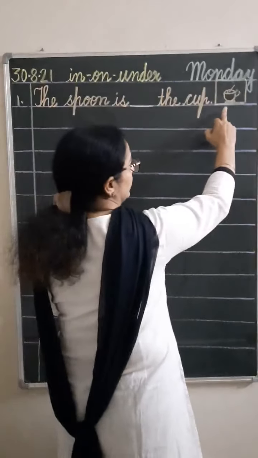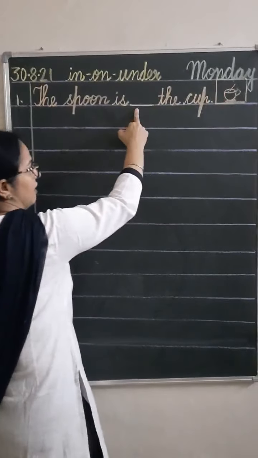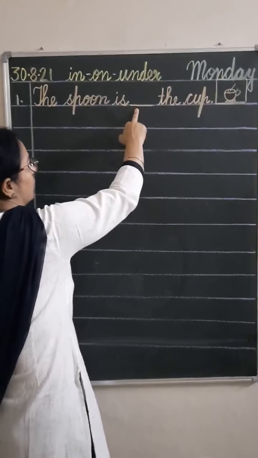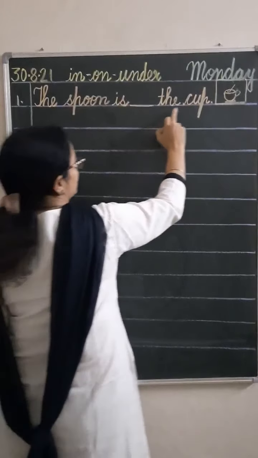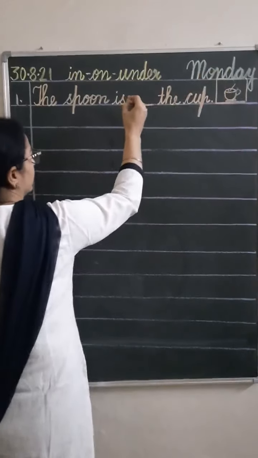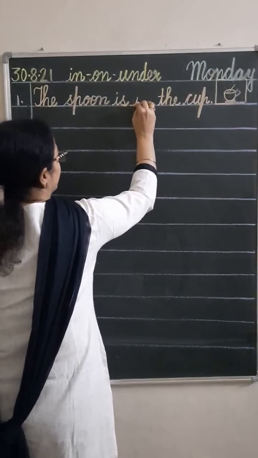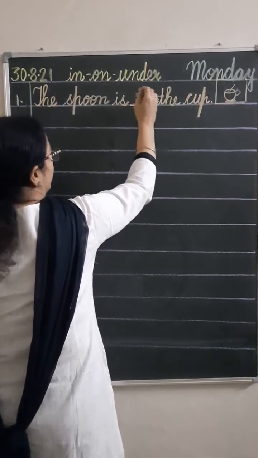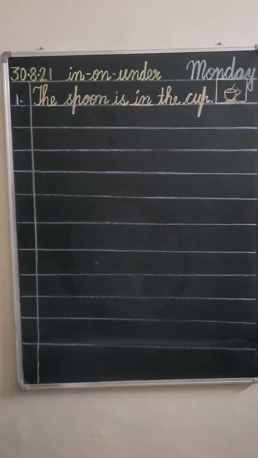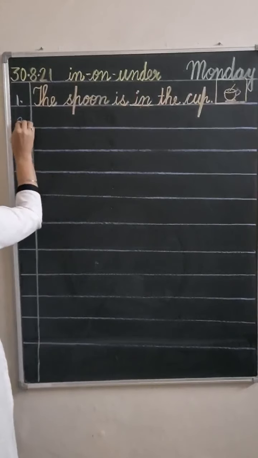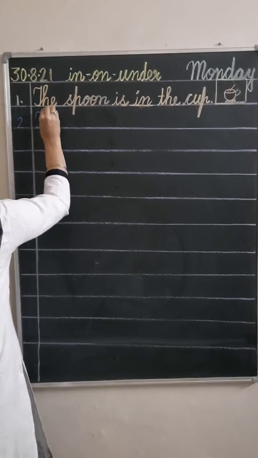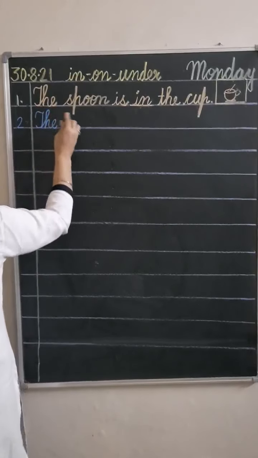आपको पिक्चर्स को अंडरस्टैंड करके यस बेटा यू हैव टू ये फिल करनी है ब्लैंक्स. यू हैव टू फिल द ब्लैंक्स. ओके, द स्पून इज डैश द कप. वेयर इज द स्पून? द स्पून इज इन द कप. सो हियर वी विल फिल in. Okay beta, and here put dot on small i.